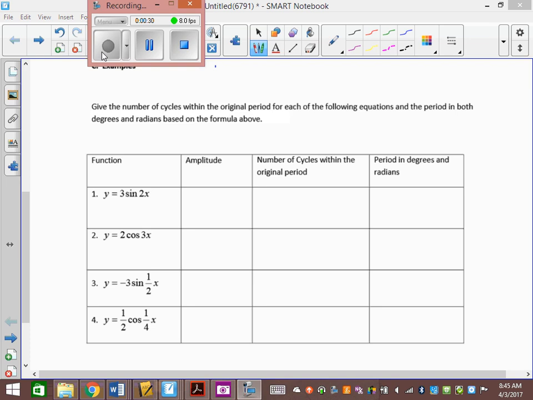So if you counted the distance from the min to the max and divided it by 2, that's your amplitude. Amplitude is half the distance from the min to the max. But if we're given an equation, in this equation right now, we have y equals a sin bx, or y equals a cos bx.